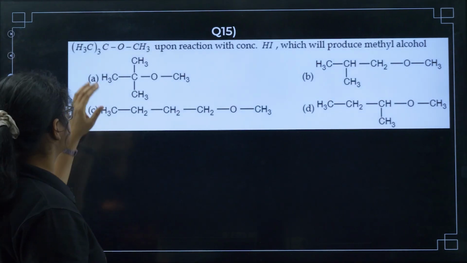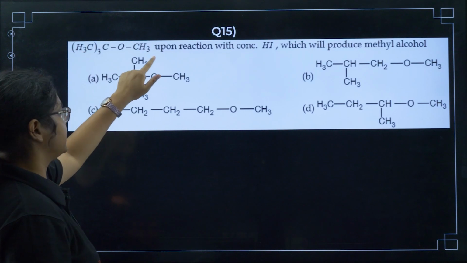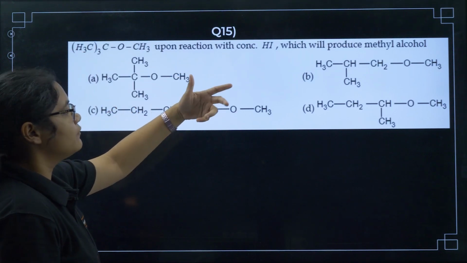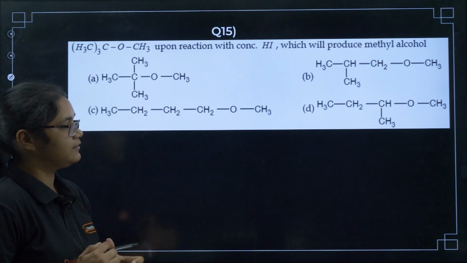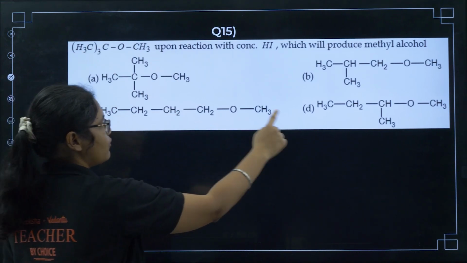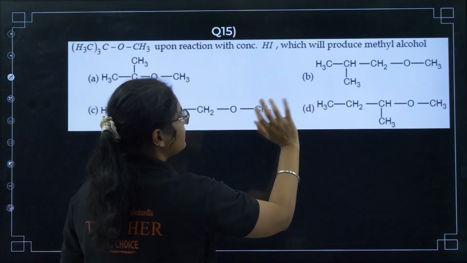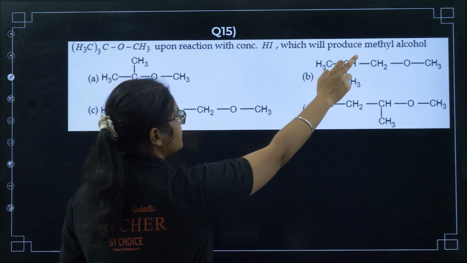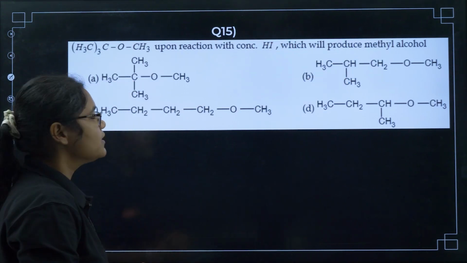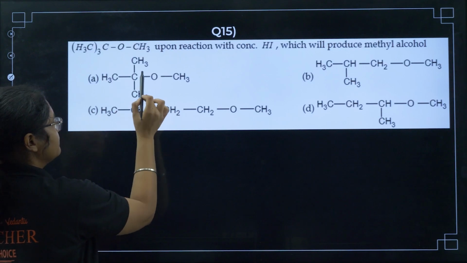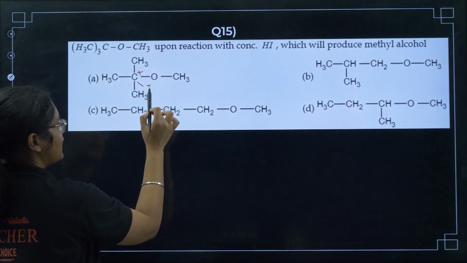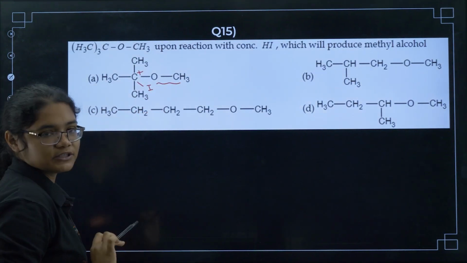Next 15th, (CH3)3C-O-CH3 upon reaction with HI, which will produce methyl alcohol. Okay, so now the question here is very tricky. It is asking you which of the following ethers on reaction with HI can give you methyl alcohol. Okay, now if you see here what will happen, because it is a tertiary group, this side carbocation will form, so here I will form and here CH3OH will form.